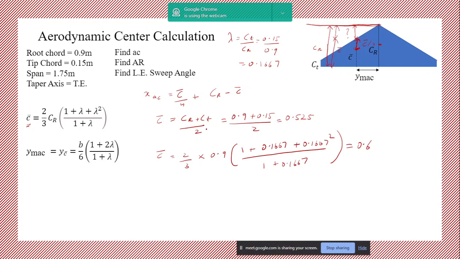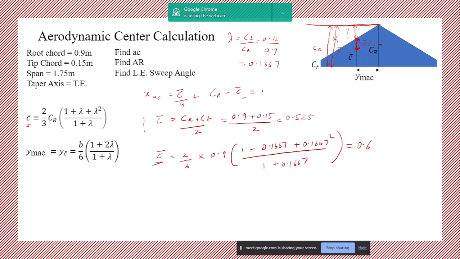Okay, let me just check why this is there. I'll let you know in the next class. But we'll proceed with this equation now, okay? So it's 0.6. If you substitute this C bar into this equation, what do you get?